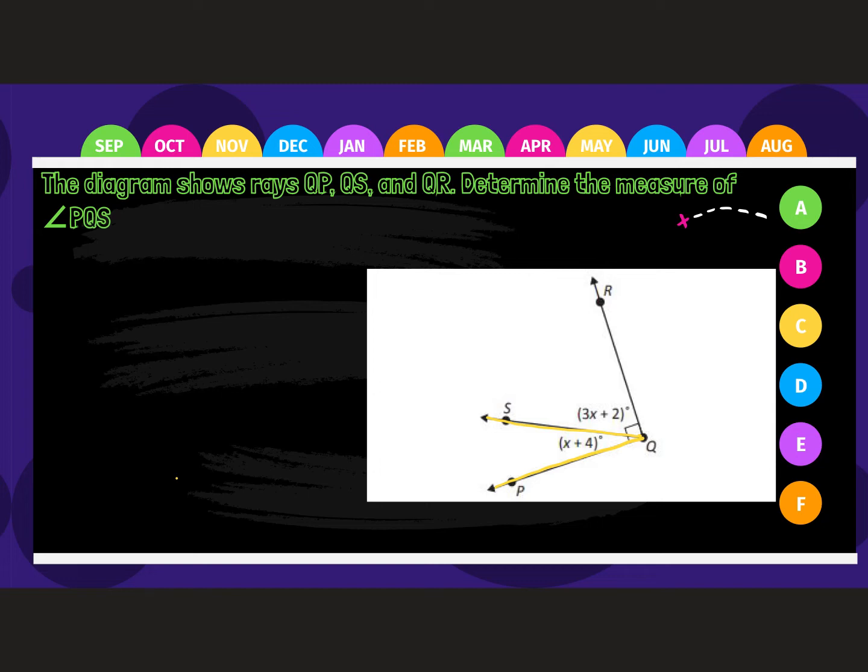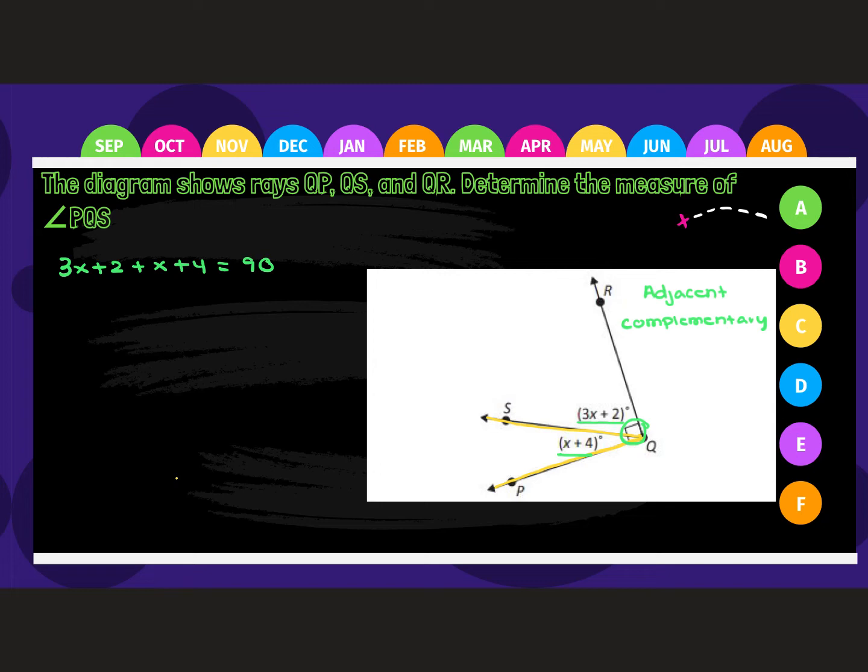Looking at the expressions 3x plus 2 and x plus 4, we see that they are adjacent because they share a side and they share a vertex. So we can identify them as adjacent. We also see this 90-degree angle here, so we can also say complementary. That means that the expressions 3x plus 2 and x plus 4 equal 90 degrees.